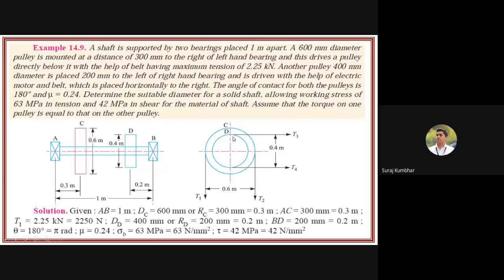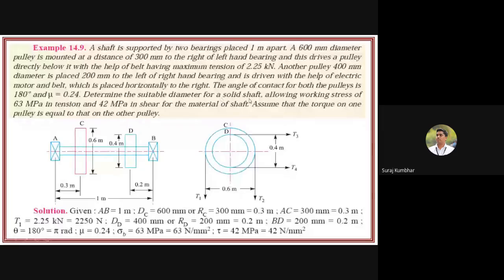That's why there will be the horizontal load on that particular pulley, that is on that D pulley. So the angle of contact for both the pulleys is 180 degrees, and mu, that is the coefficient of friction, is equal to 0.24. So determine the suitable diameter for a solid shaft.